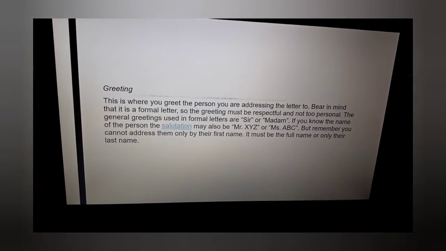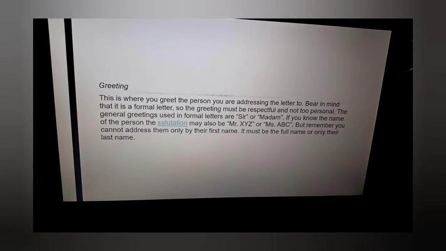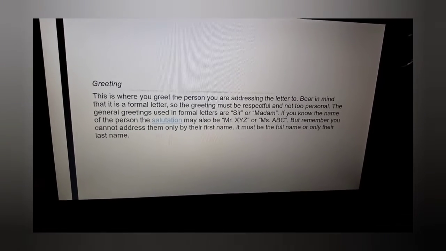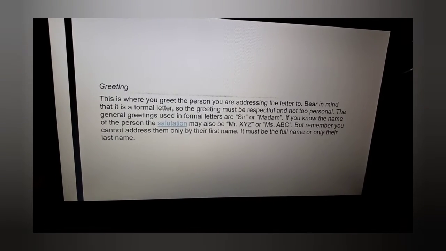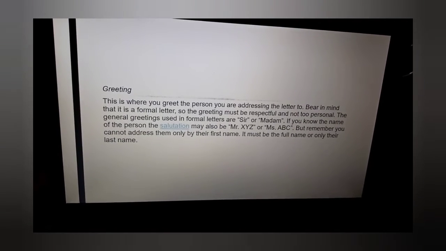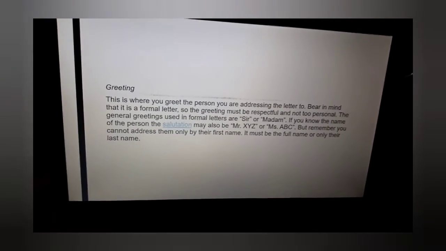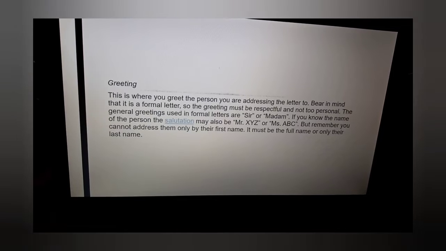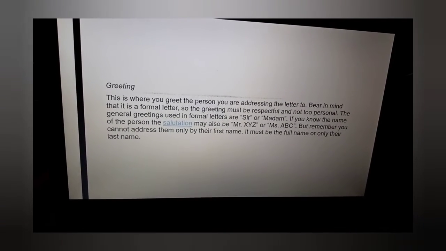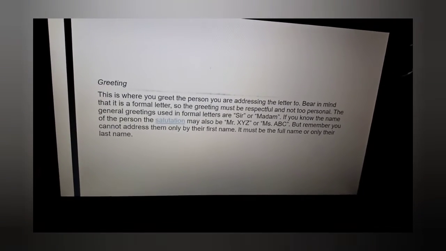Then is the greeting. This is where you greet the person you are addressing the letter to. Bear in mind that it is a formal letter, so the greeting must be respectful and not too personal. The general greetings used in formal letters are Sir or Madam. If you know the name of the person, the salutation may also be Mr. XYZ or Miss ABC. But remember, you cannot address them only by their first name. It must be the full name or only their last name.